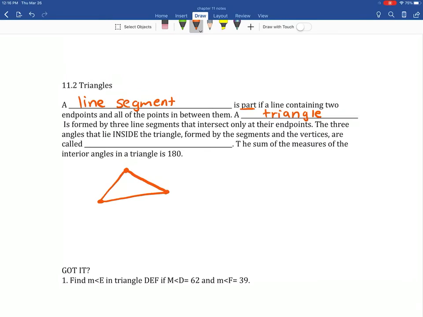The three angles that lie inside the triangle are formed by segments and the vertices. These would be angle 1, angle 2, and angle 3. They're inside. They're in the interior of the triangle. These are called the interior angles.